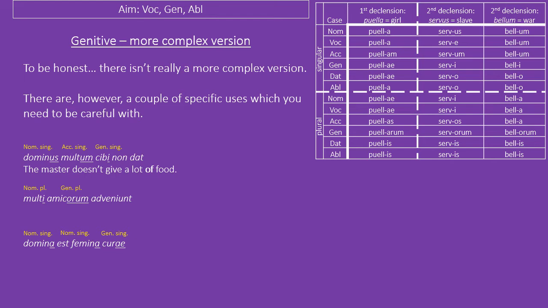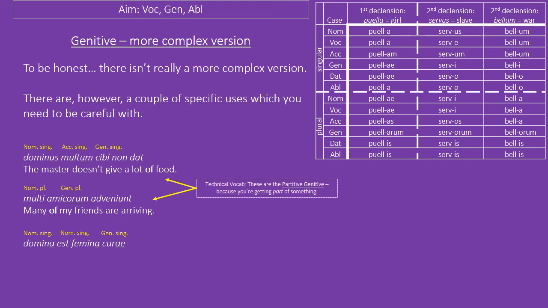The second one down, multi amicorum, there's our genitive plural. Many of my friends are arriving, which is not quite the same as many friends. Please don't try and translate that as if many describes amicorum. It doesn't. Many of my friends.